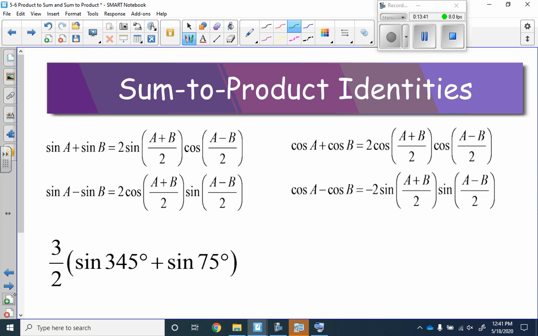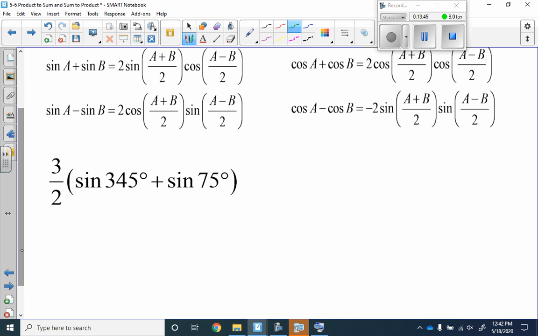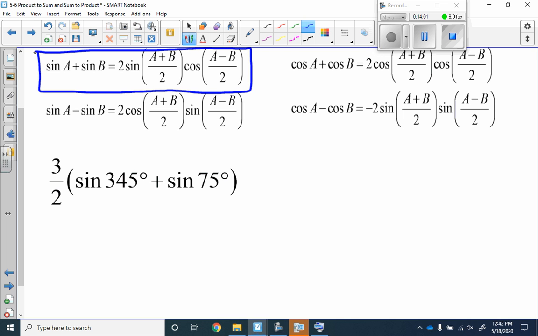Alright, so how do you use this in order to evaluate? And especially working with the exact value. So I have the sine of 345 degrees plus the sine of 75 degrees. So I take a look at my identities. I'm going to use this top left right here. I'm going to keep my 3 halves out in front. And then I'm going to fill everything in.